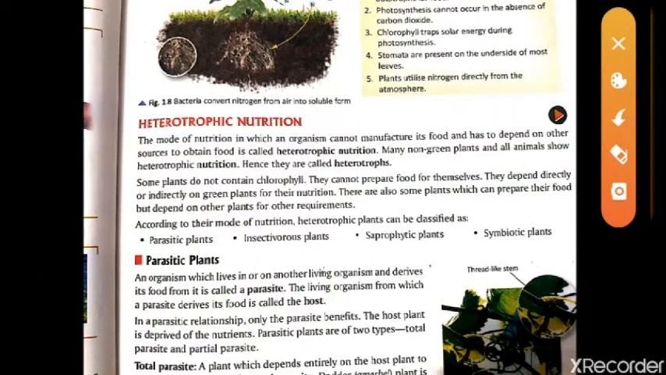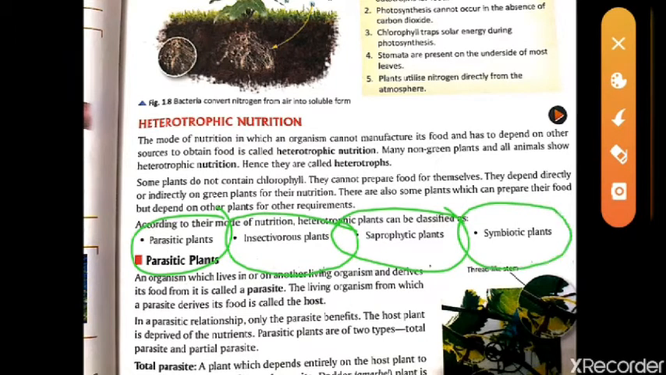Heterotrophs are divided into four categories according to their food requirement. Here are parasitic, insectivorous, saprophytic and symbiotic plants. Parasitic means the one who feeds on another organism but harms the other organism. So they are called parasitic. Just like if there are two friends, and one friend is getting some profit from the other friend, but the other friend is losing something, they are just like the parasites.